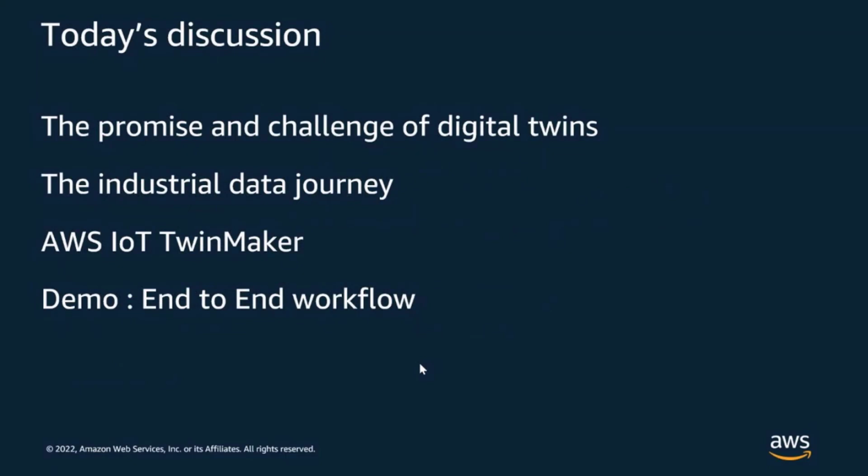What we want to talk about is four things. First of all, I'll take us through what our customers are saying in terms of the promise of digital twins, but also what's hard and challenging about digital twins. And we're also going to set that in the context of the broader data journey that industrial customers are taking with AWS. We then want to talk about AWS IoT TwinMaker specifically and how it addresses some of these challenges and enables some of these workloads and use cases. And finally, of course, we'll show you the end-to-end workflow in the demo.